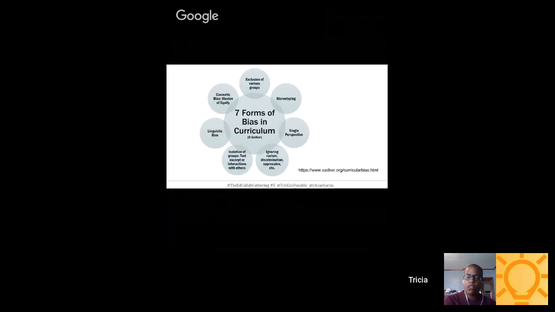I think so. We use it as a framework of thinking about how you then lay this onto the 8 questions that Tricia set up. Once you've entered the conversation about thinking about our own biases, how do we then apply it to the curriculum? This is by Sadker, and we've put the link up because I think it does require some time to work your way through it. But we're going to work through maybe one of these. Thinking about the 7 forms: exclusion of various groups, stereotyping, single perspective, ignoring racism, discrimination, et cetera, are all ways that bias does show up in our curriculum.